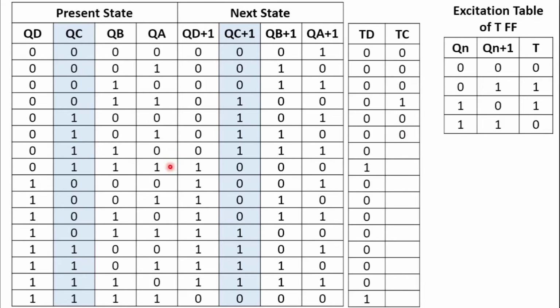The value of TC is again 0. 1 is converted to 1. Again the value of TC is 0. Here 1 is converted into 0. 1 is the present state, 0 is the next state. Hence the value of TD is 1.